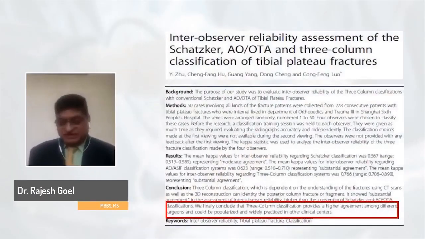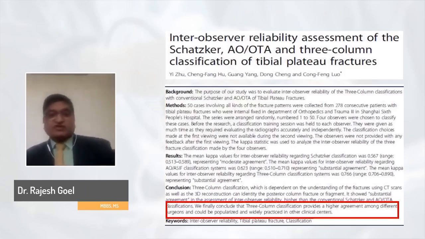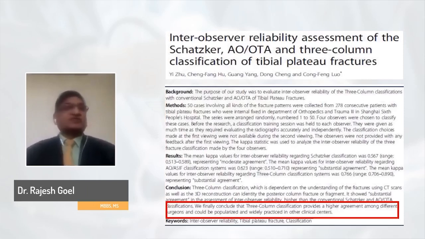Why do we go for the 3-column classification? Because there is a very good research paper based on all 3 classifications, and they have shown that intra-observer assessment was very similar, very good, and acceptable to all. So that's why it can be very well practiced and popularized. That's why the 3-column classification is now in vogue, and it is very much popularized and used by most orthopedic surgeons.